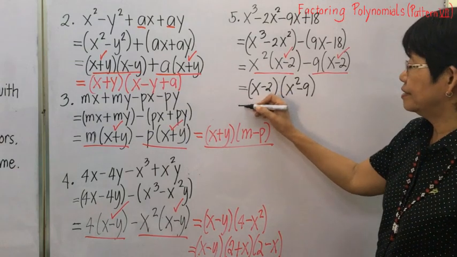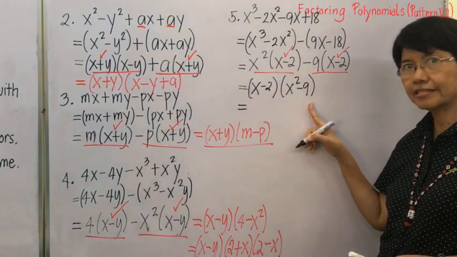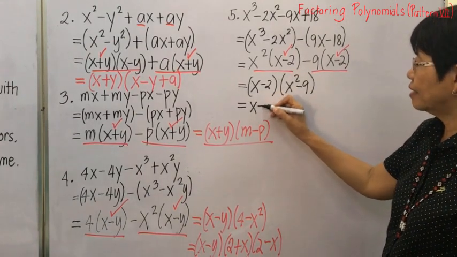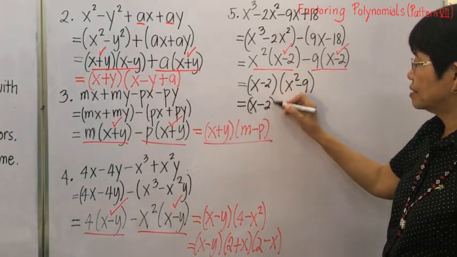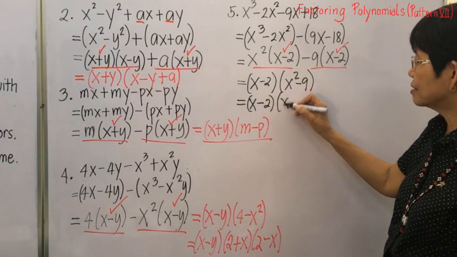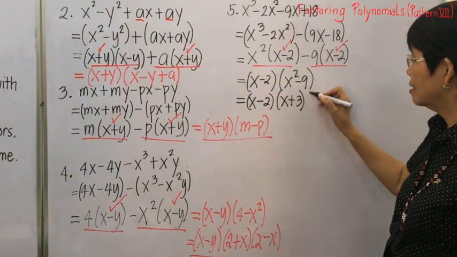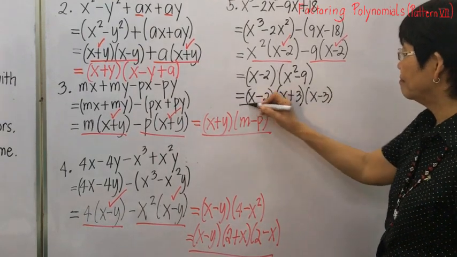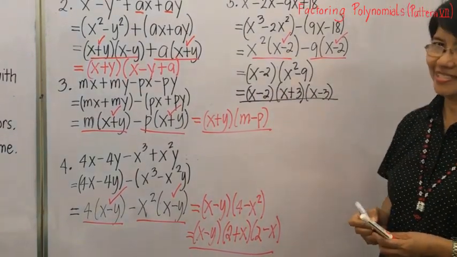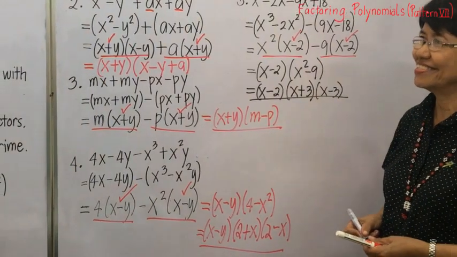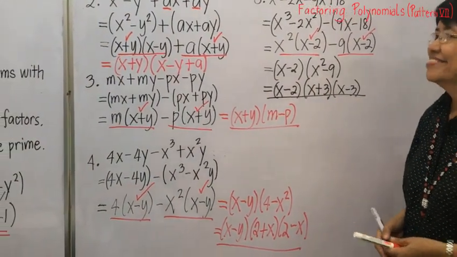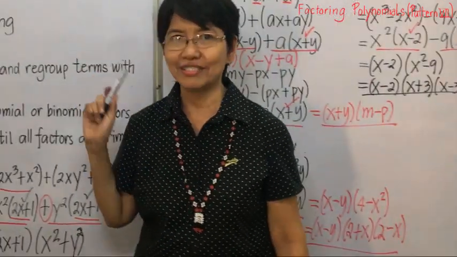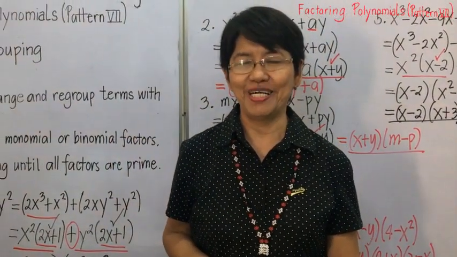And since x squared minus 9 is still factorable, we factor once again. X minus 2 is copied, and we have x plus 3, x minus 3. So we have 3 factors. That's our final answer. And we have just successfully finished all the factorization patterns for polynomials.